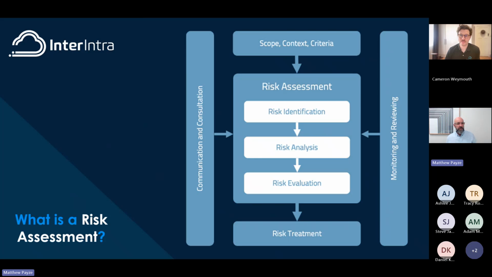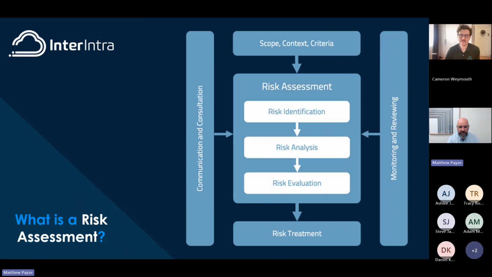So that'll lead us on to what is a risk assessment. A risk assessment is really part of a larger risk management strategy, but it is at the core of it, as you can see from this particular graphic. Essentially, risk assessment is a structured process for identifying potential threats and vulnerabilities, analysing their impact and also their likelihood, and then deciding on how to manage them.